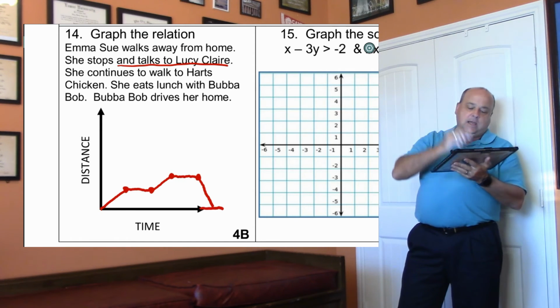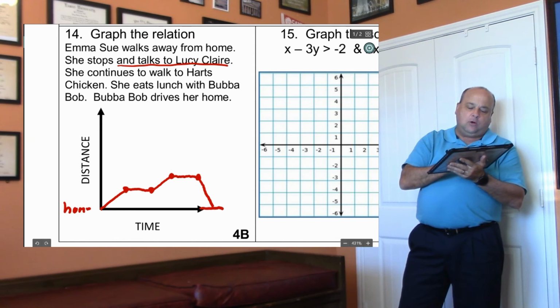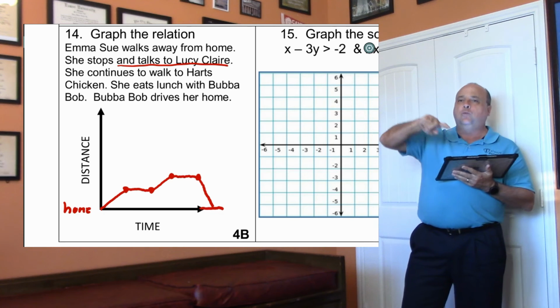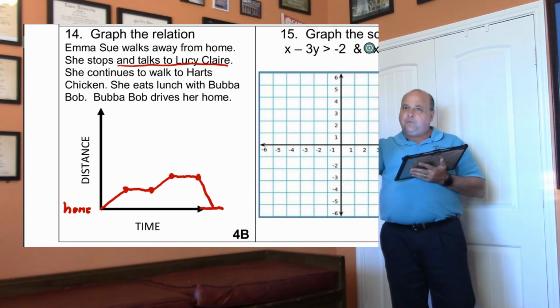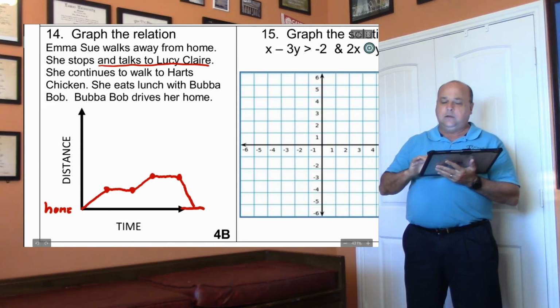Fun stuff, okay? Right here, the origin would be home, wouldn't it? So she walks away from home. She stops at Hart's Chicken. She drives back. The steeper the line, the quicker you are moving.